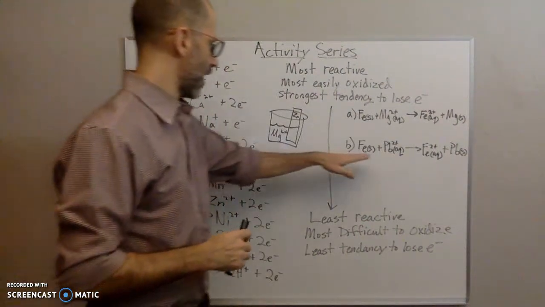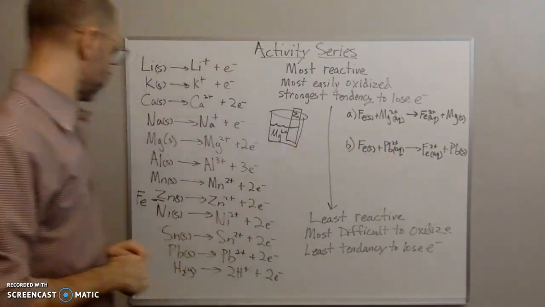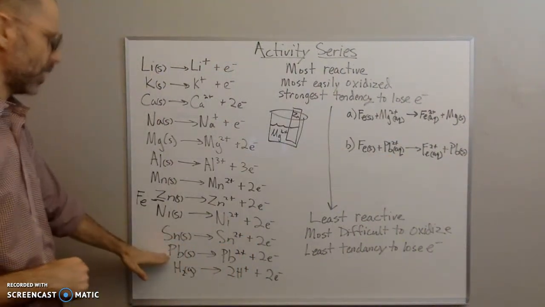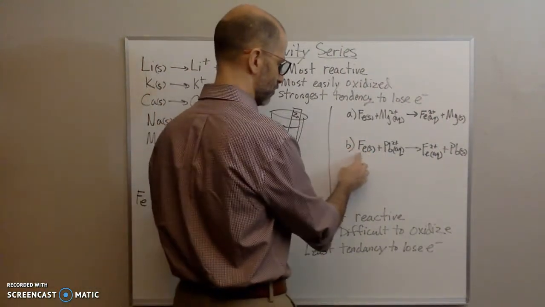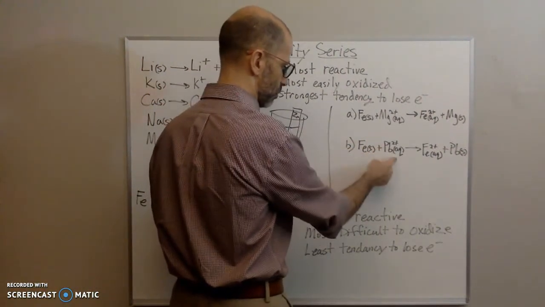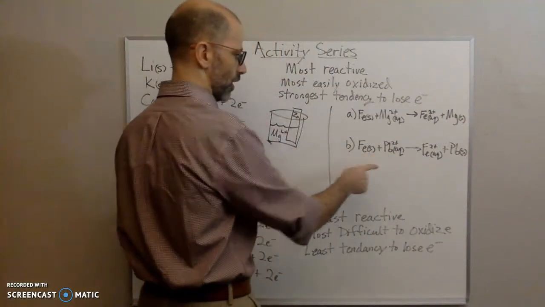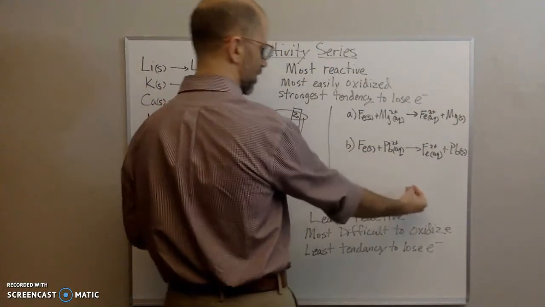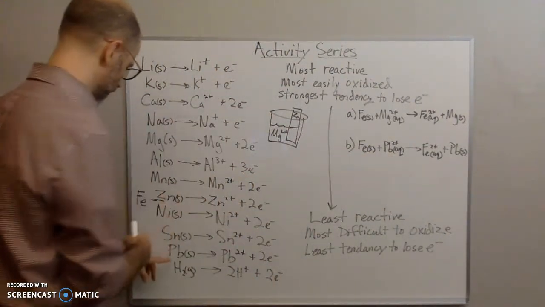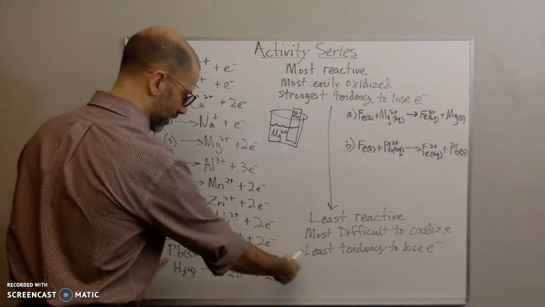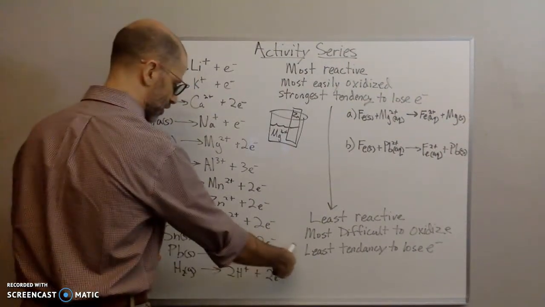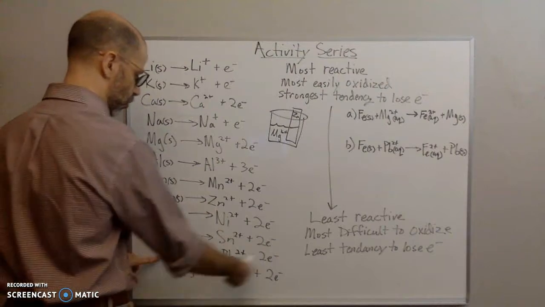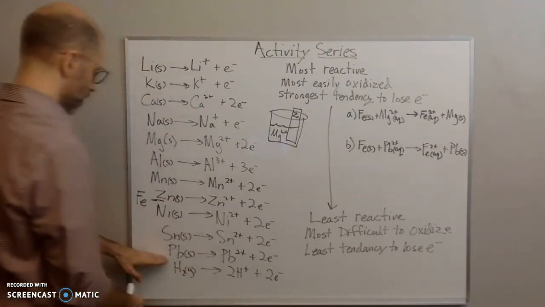If I take iron and compare it with lead, lead is down here. For this to work, I need iron to give up its electrons and give them to lead. So lead would have to pick up the electrons and go back to solid. Lead is down here. I would need lead to pick up the electrons and go back to the solid, so it would need to be reduced, to go in the reduction direction.